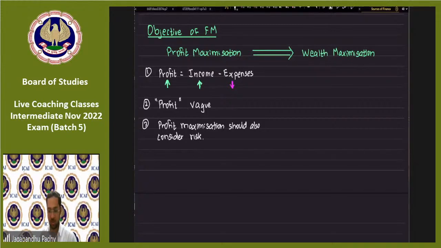Profit maximization should also consider the risk involved in it, right, guys? So how much risk is involved? A project may be very profitable, but you're not paying due attention to the risk involved in it. You should look at the risk and then take a decision whether I should invest or not, or whether I should take up that project or not. Right? So along with profit, you should look for risk.